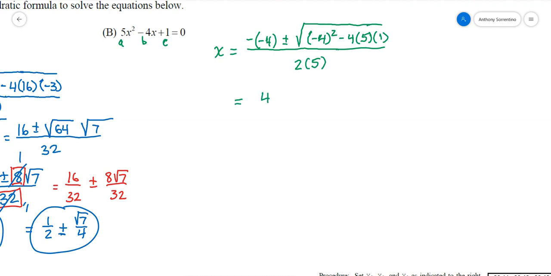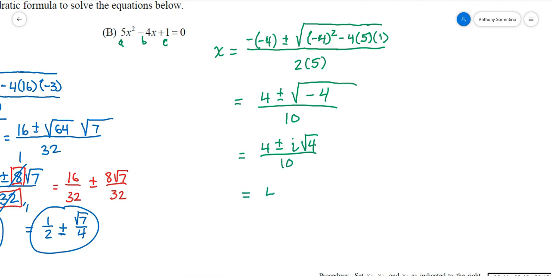-4 is a +4. -4 squared is 16. 4 times 5 times 1 is 20. 16 minus 20 is a -4 all over 10. So I have 4 plus or minus i square root 4 over 10, which is the same thing as 4 plus or minus 2i over 10.